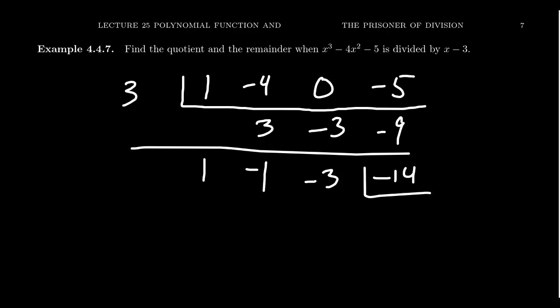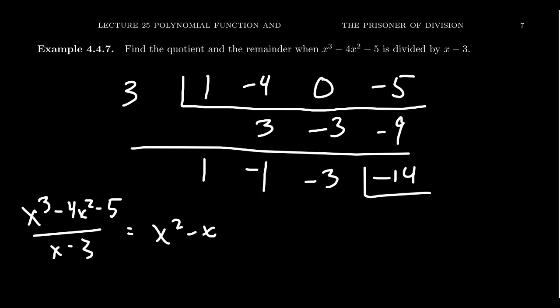So what we've then discovered is the following. x cubed minus 4x squared minus 5 divided by x minus 3 will equal 1x squared minus x minus 3. That there is our quotient. The quotient's leading term will always be 1 less than the leading term we started with. And then our remainder will be negative 14 over x minus 3. And there you have it.